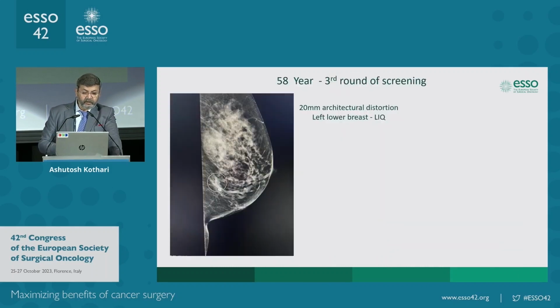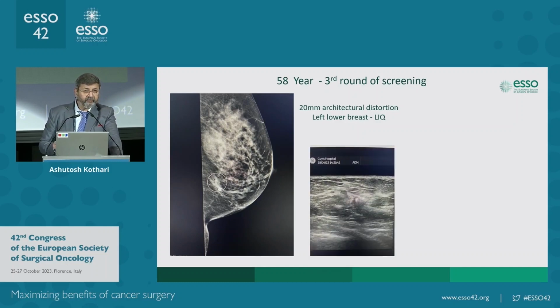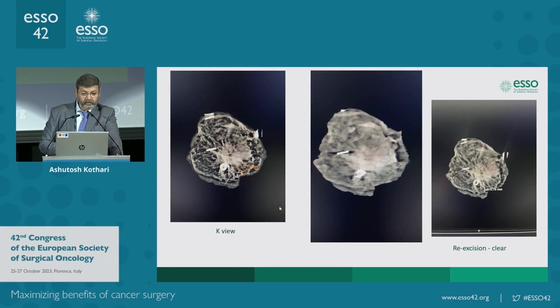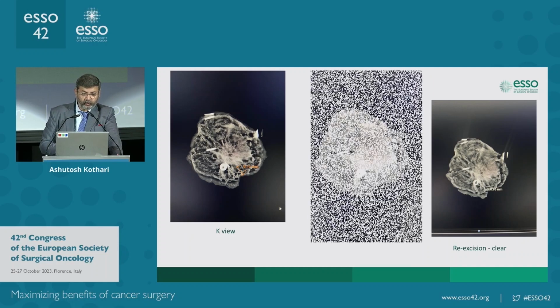We had to go back and re-excise it. Now in this patient, again, 20 millimeter architectural distortion, lower inner quadrant of the left breast, far away from the skin. Compression views showed that it's exactly that, M5, 20 millimeters. And if you look at that excision again, the closest margin is 6.11 millimeters. That's the view again. Let's look at what the 3D shows us.